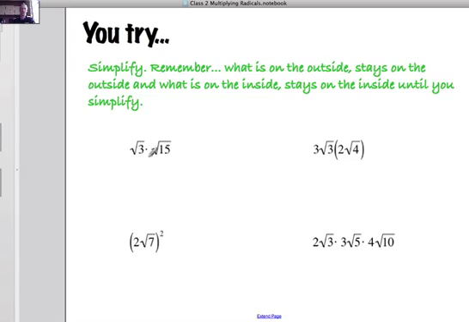Remember, what's on the inside stays on the inside, and then simplify. What's on the outside gets multiplied with each other and stays outside.